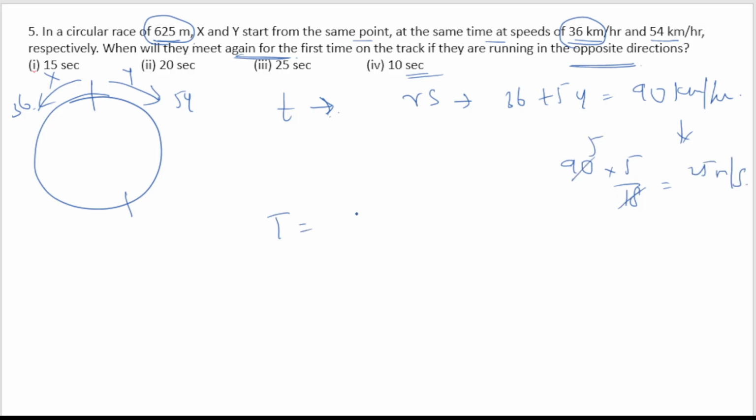So the time taken is equal to distance divided by speed. That is 625 divided by 25. 25 into 25 is 625. So the time taken is 25 seconds. It is third option. Next one.